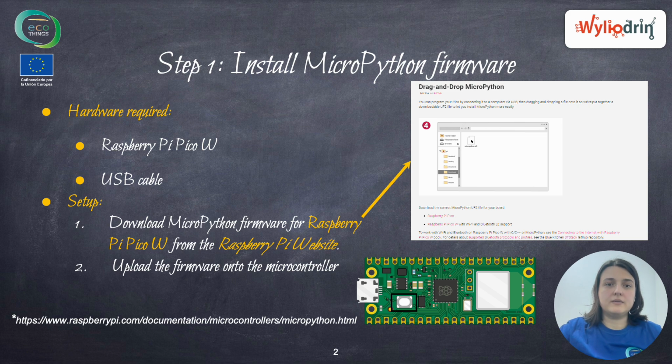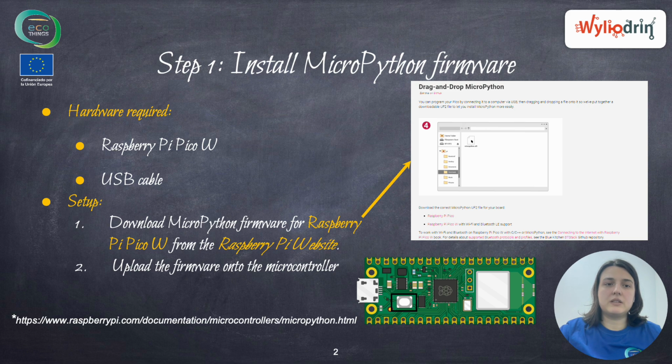Regarding the hardware required, you need to use the Raspberry Pi Pico W that also has Wi-Fi connection. This is important for the applications that we will build in the next videos. In addition to this, you need a USB cable to connect the device to your computer.